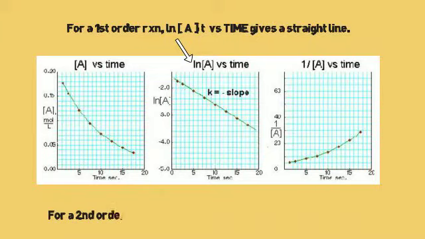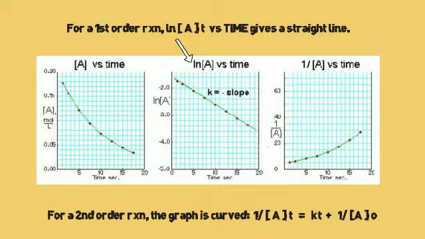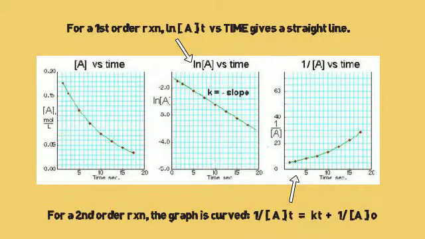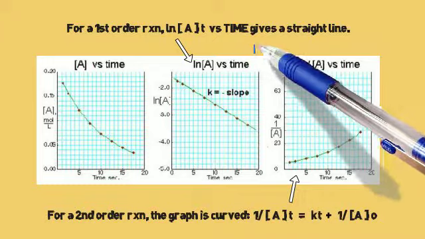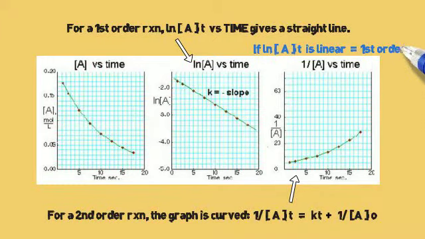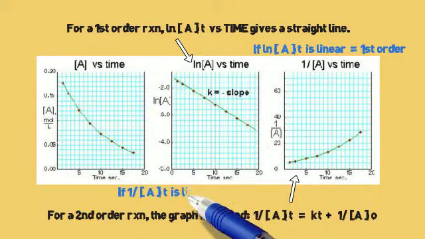For a second order reaction, however, it's 1 over the concentration of A at a particular time versus time, and you can see that the graph is curved. There is the equation, and it is that third graph right there. So in other words, if the natural log of the concentration of A is linear, it's first order. If the graph of 1 over the concentration of A is linear and the natural log graph is curved, you know that it is second order.